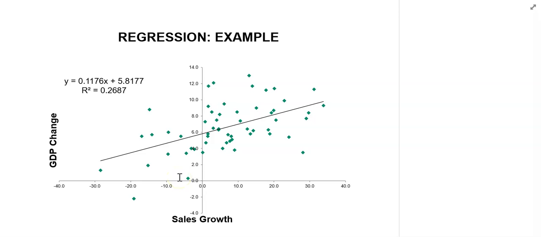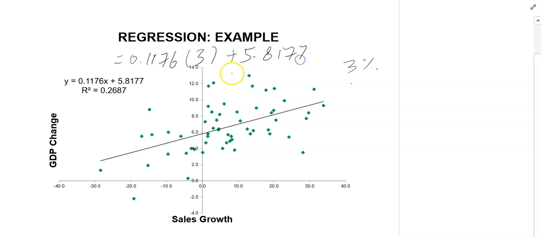Analysts might use regression analysis, combining it with a forecast for the GDP growth rate as one input to forecast sales growth and earnings. For example, if the forecasted GDP growth rate is 3%, using this model here, we can forecast the growth rate in sales as 0.1176 times 3 plus 5.8177. If we multiply this into this and then add it with that, we get 6.1705 as the forecasted sales growth rate for the next year.